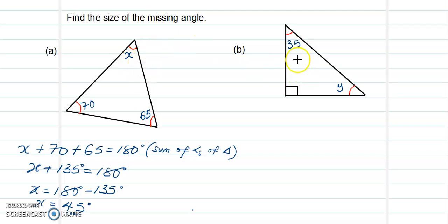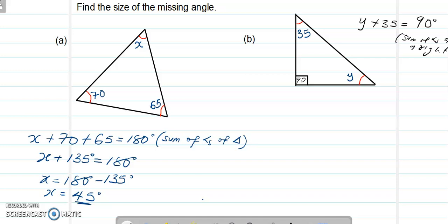Now let's look at this also. In this case, this is what we call a right-angled triangle. And in a right-angled triangle, the angle must be equal to 90 degrees. The other two angles must add up to 90 degrees, since here already is 90 degrees. So for us to solve this, I have two ways. I can say that y plus 35 is equal to 90 degrees. Reason is sum of angles of a right angle.